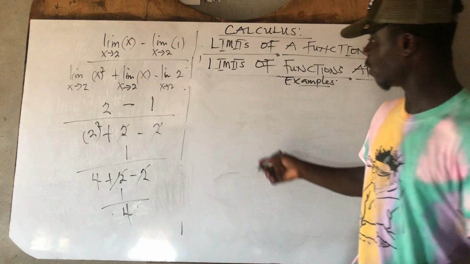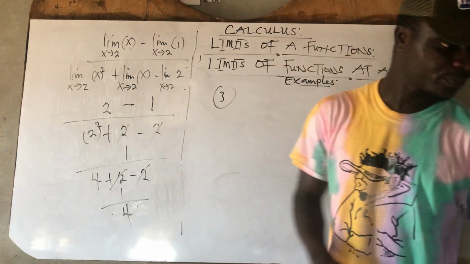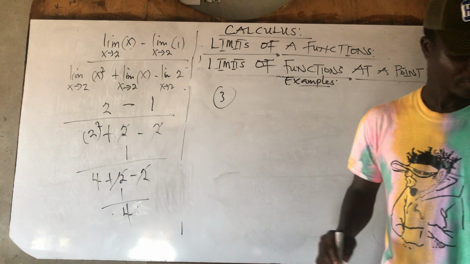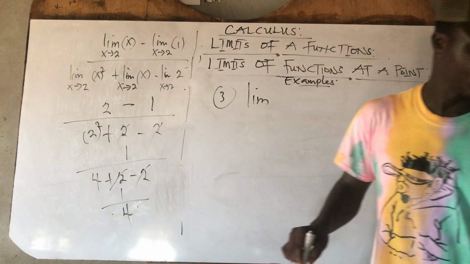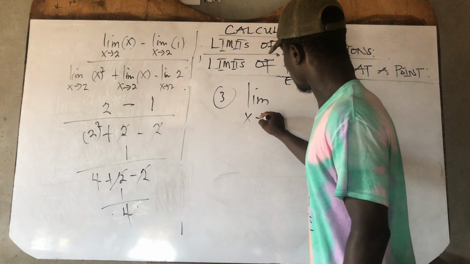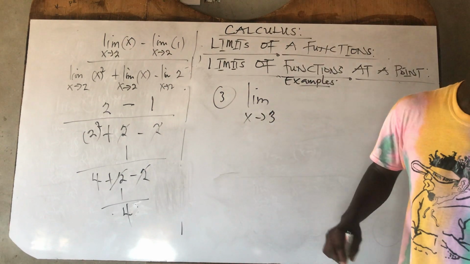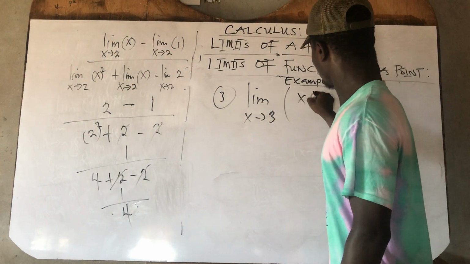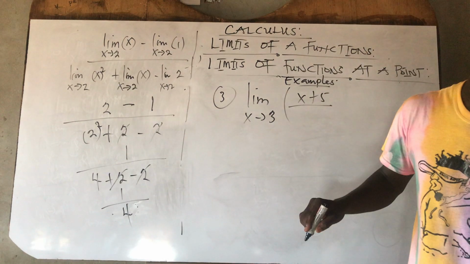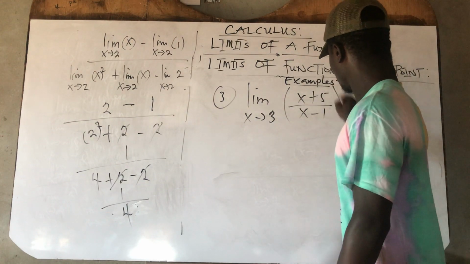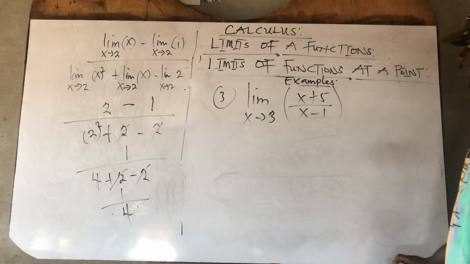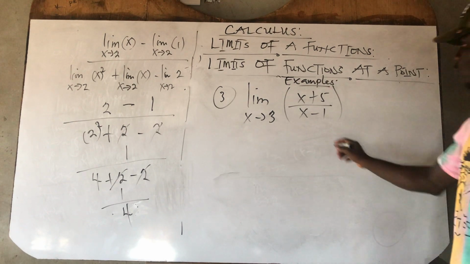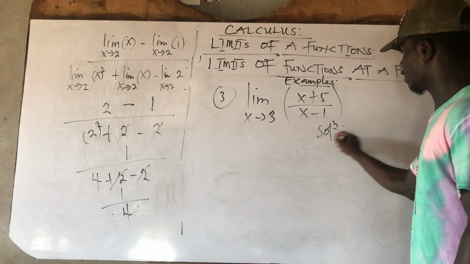Okay, let's solve the third example, which is the limit. Evaluate the limit as x approaches 3 of x plus 5 all on x minus 1. So we have that: x plus 5 all on x minus 1. So this one, how would you do that? So let's proceed as that.